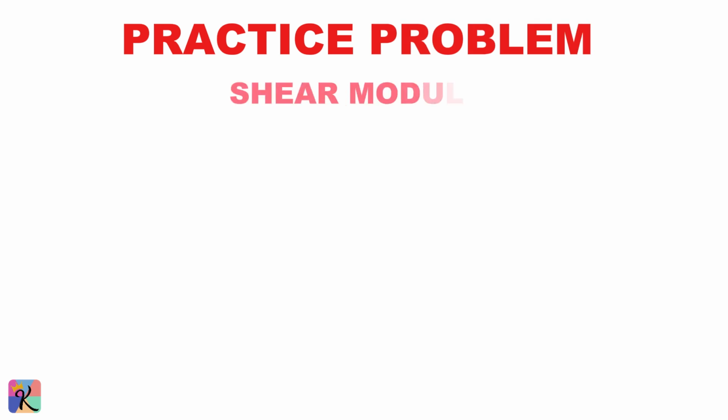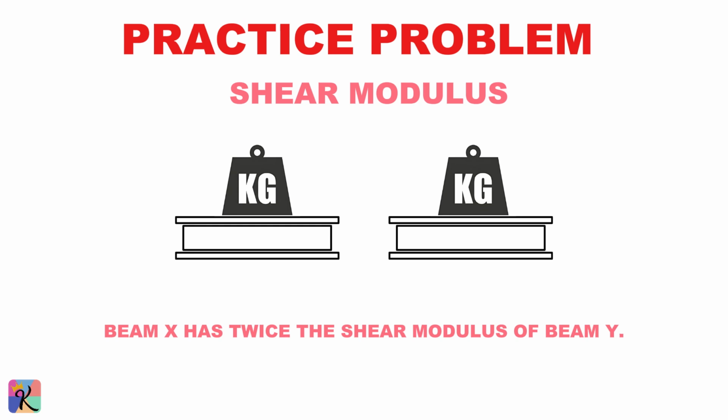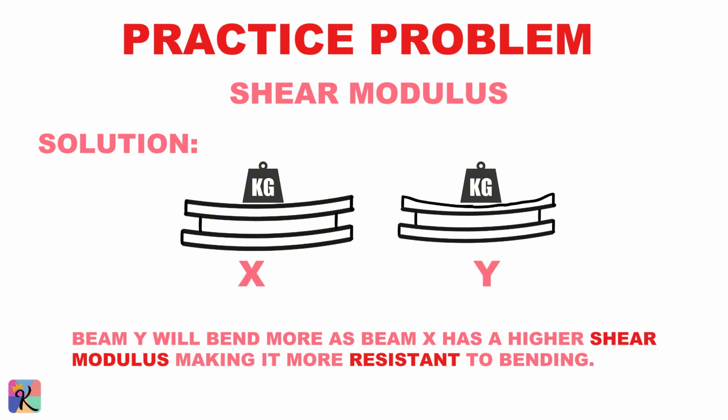Practice problem. Shear modulus. Two metal beams are subjected to the same shear force. Beam X has twice the shear modulus of beam Y. Which beam will bend more? Solution. Beam Y will bend more, as beam X has a higher shear modulus, making it more resistant to bending.